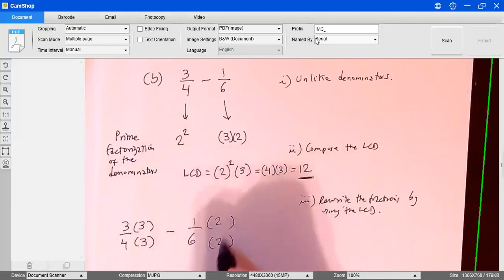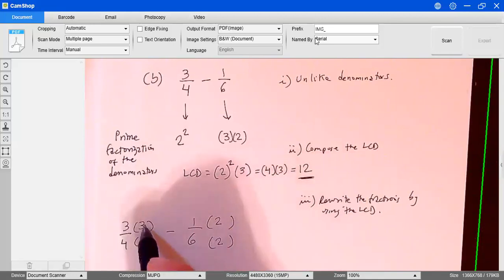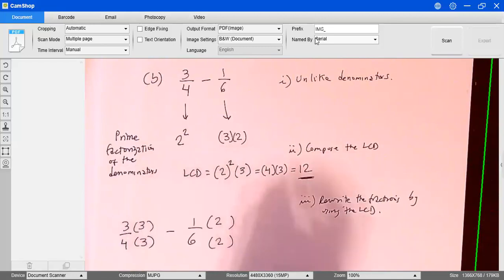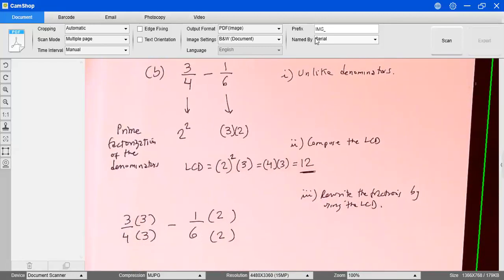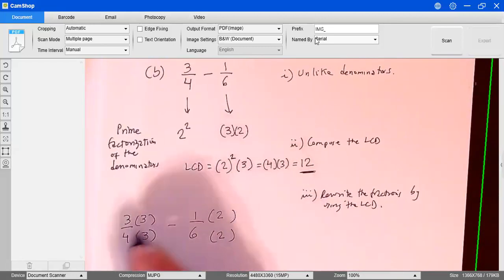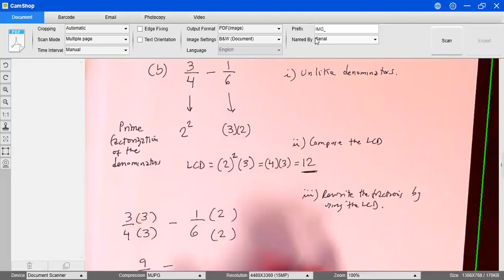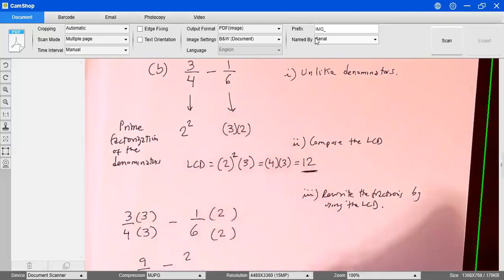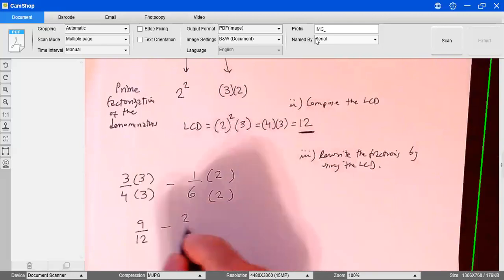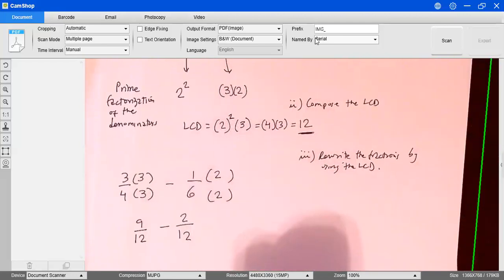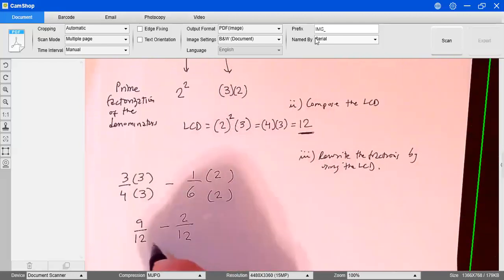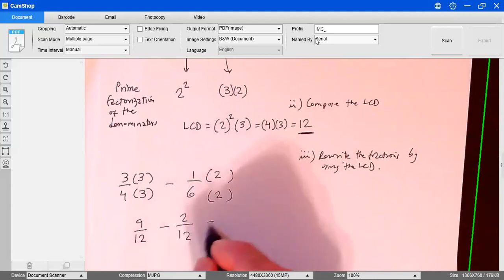So check that you have the same number both in the numerator and the denominator. Otherwise, you're going to make mistakes. So once you have this, you just complete this process. 3 times 3 is going to be 9. 4 times 3 is going to be 12, minus 1 times 2 is going to be 2, and 6 times 2 is going to be 12. Now we see that we have the same denominator, and also that the same denominator is the least common denominator.